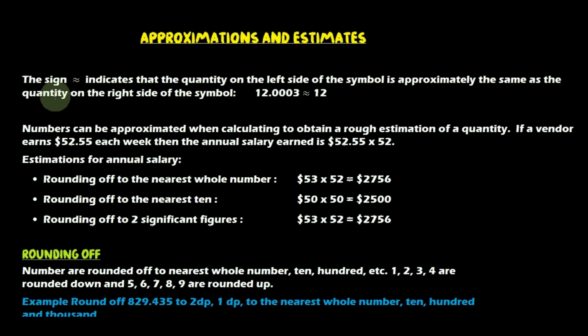Approximations and estimates. The mathematical sign ≈ indicates that the quantity on the left side of the symbol is approximately the same as the quantity on the right side of the symbol.